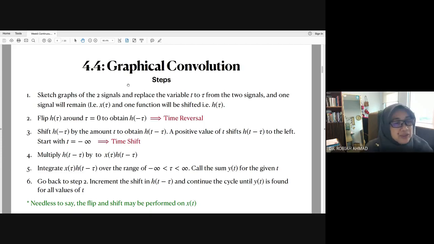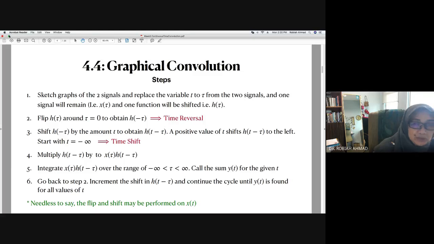Okay, firstly, since we already have xt and ht, the input and the impulse response. First, sketch graphs of the two signals and replace the variable t with tau, and one signal will remain, because later we will do a shift. So we're going to have two signals.